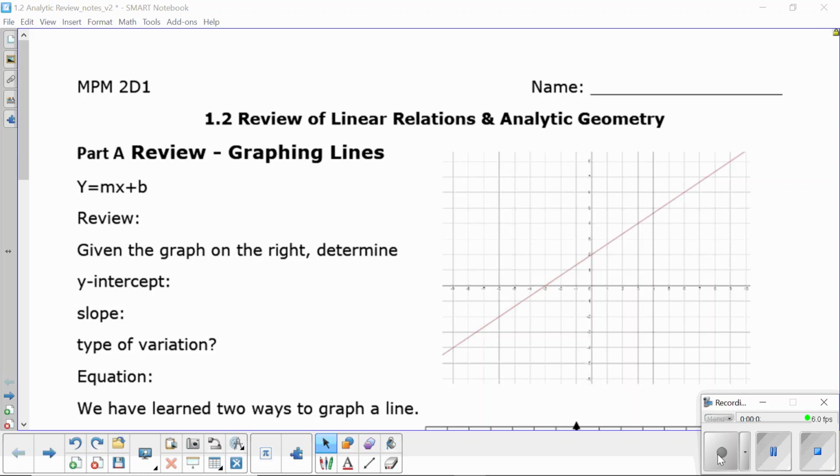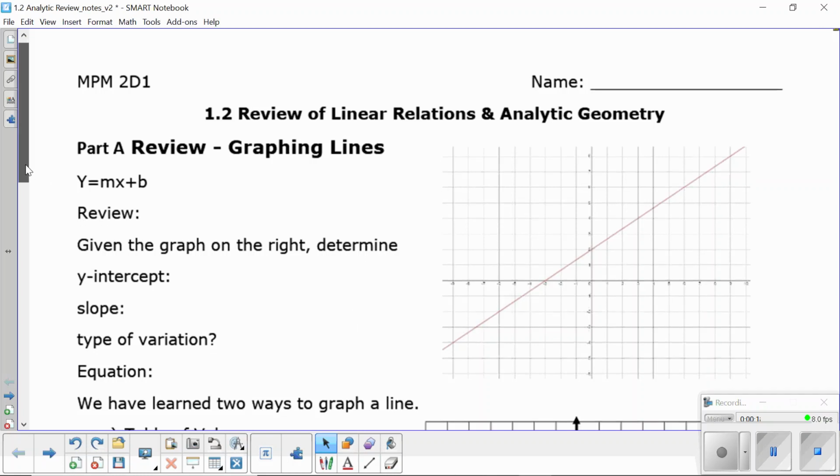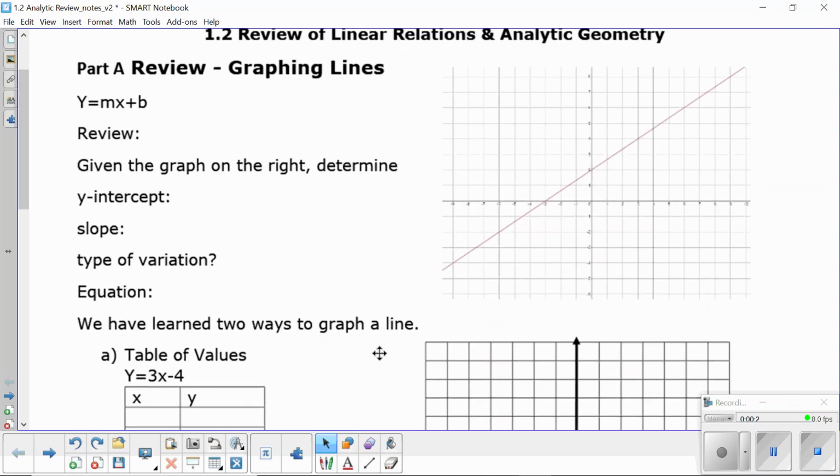Hello, good morning. Today we are going to do a review of linear relations, and the first part, A, is graphing a line. Before we graph a line, we want to see what information we can get from a line. From this given line we can find the y-intercept, that is the point where the graph intersects the y-axis.